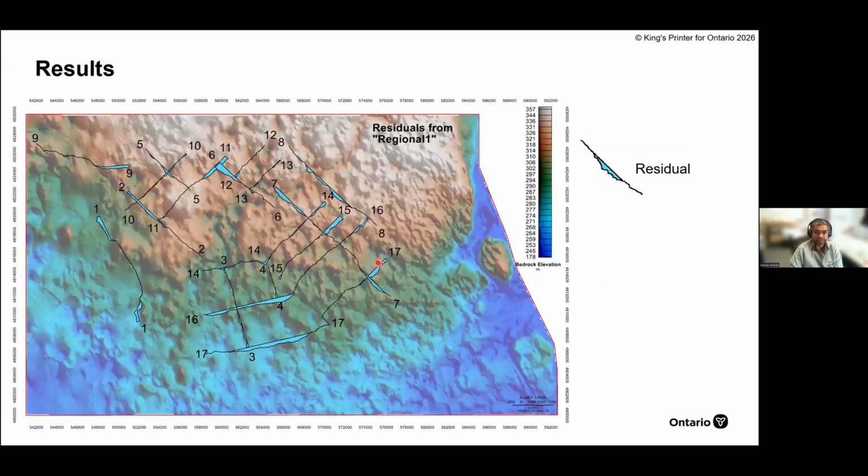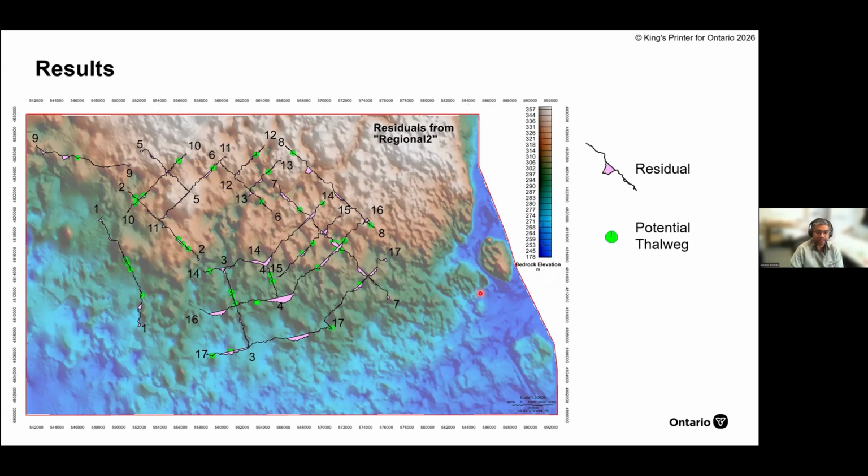This slide shows the residuals from regional 1 in blue areas. The background is bedrock elevation. This slide shows the residuals from regional 2 in pink areas. The residuals are a bit more focused than residuals from regional 1. After analyzing the residuals from regional 2 in profile format, I have identified some potential Thalwegs and have plotted them here in green symbols.